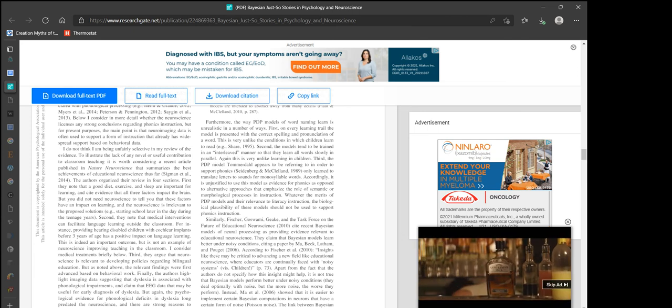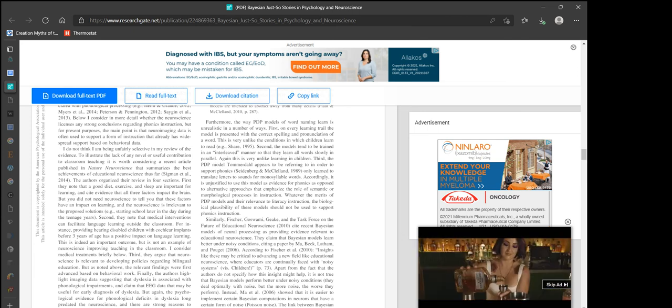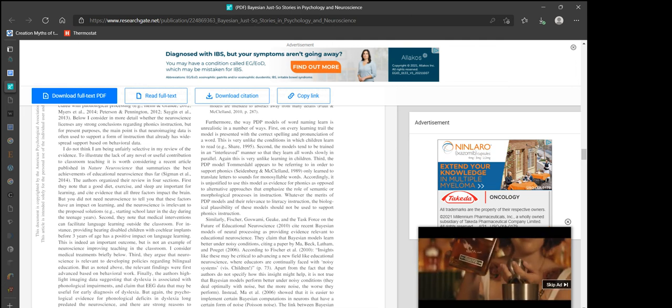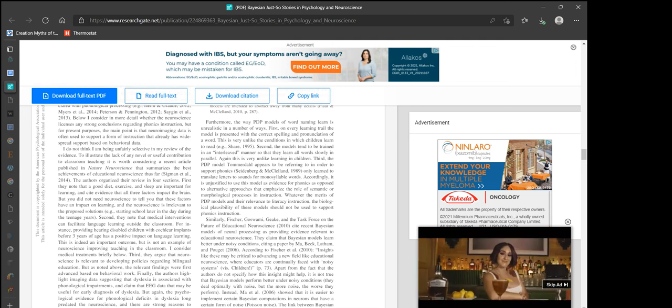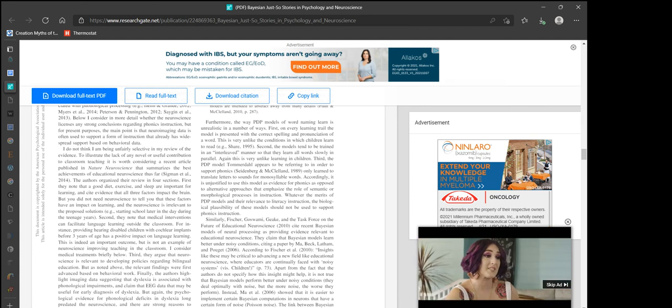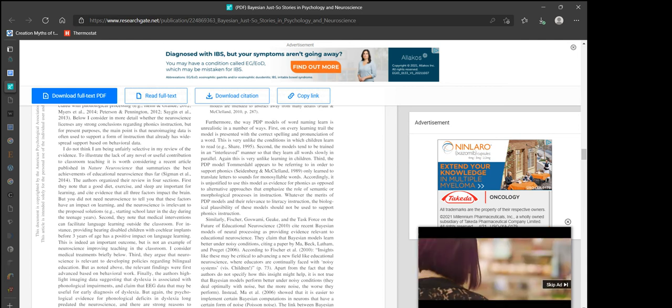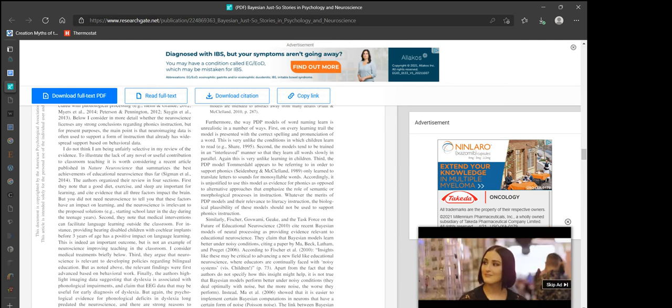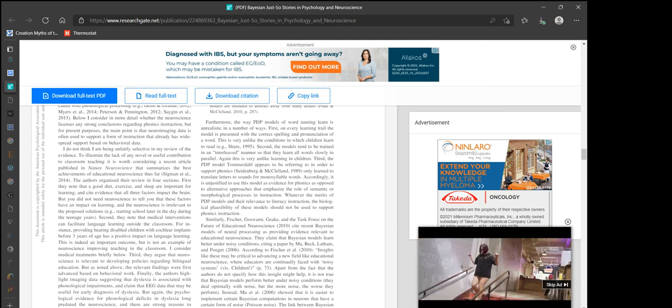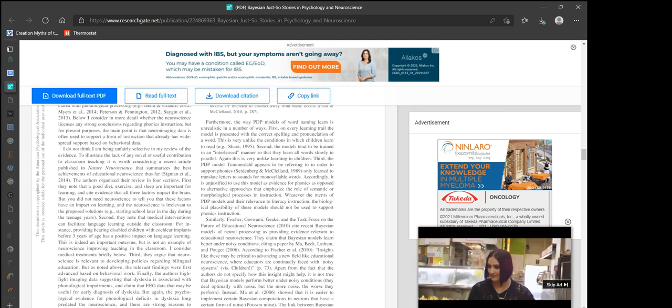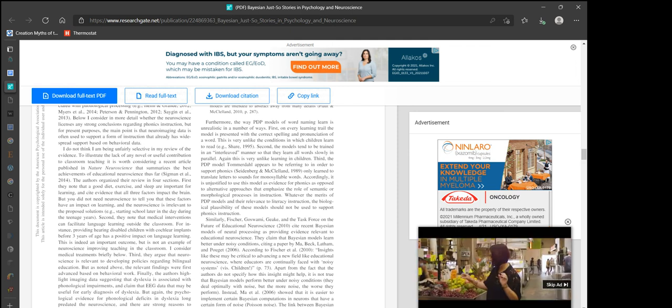First, they note that a good diet, exercise, and sleep are important for learning, and cite evidence that all three factors impact the brain. But you do not need neuroscience to tell you that these factors have an impact on learning, and the neuroscience is irrelevant to the proposed solution, for instance, starting school later in the day during the teenage years.